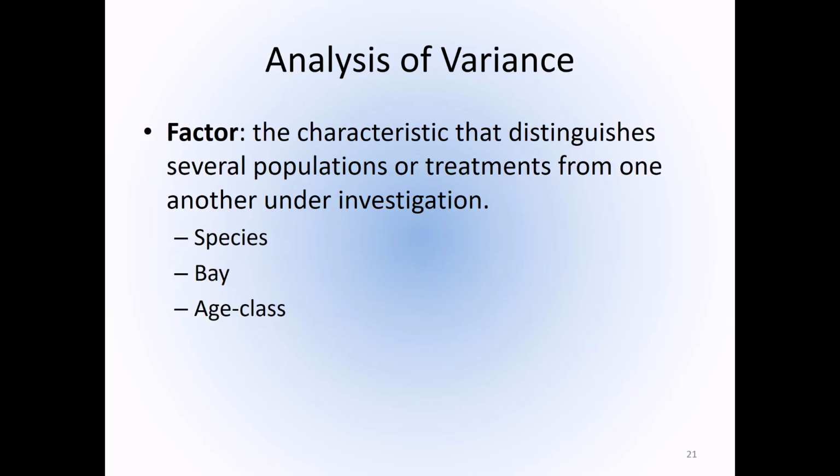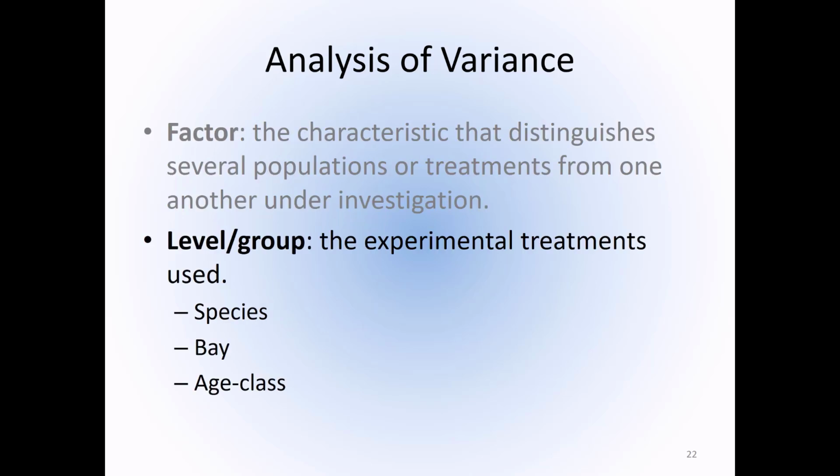Now, a couple of important terms that we need to be aware of, particularly as you're reading through the book and going through those examples. The first of which is a factor, and this is the characteristic that is going to distinguish the different populations from one another. Let's say that we might be interested in different species, different bays, or different age classes. And within those different factors, we'll have different levels or different groups. And so these are our experimental treatments.